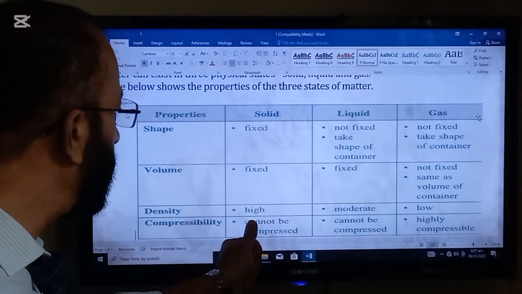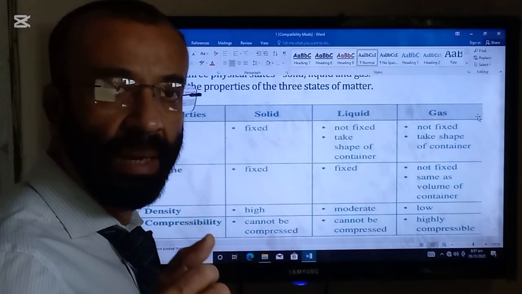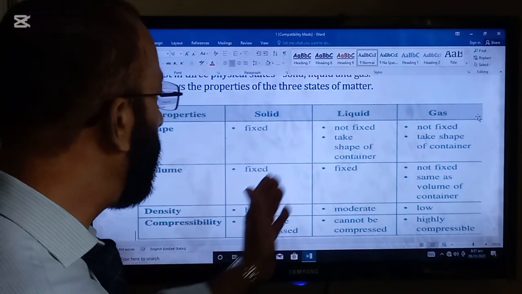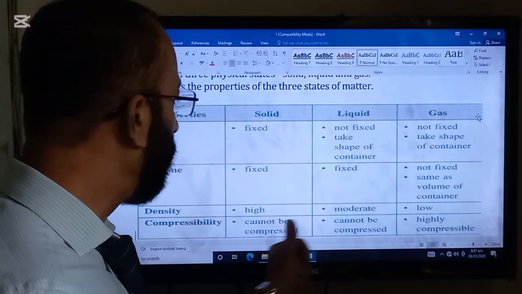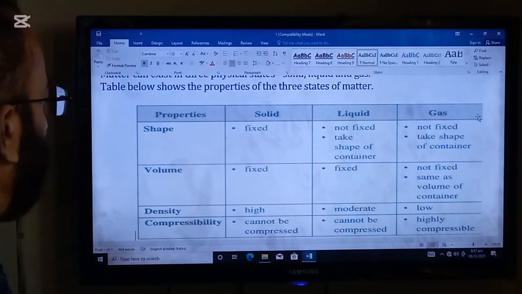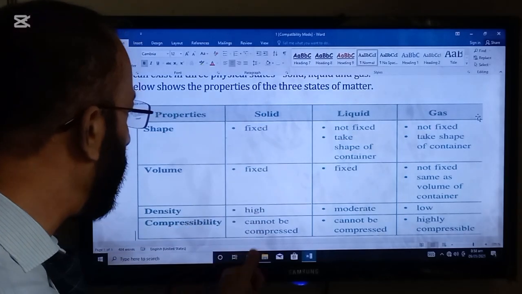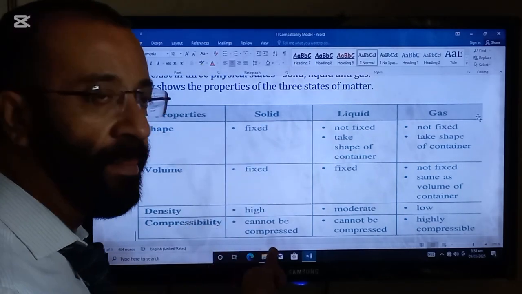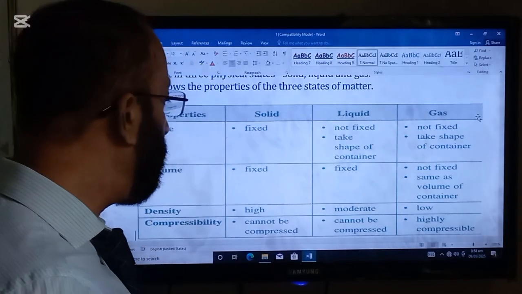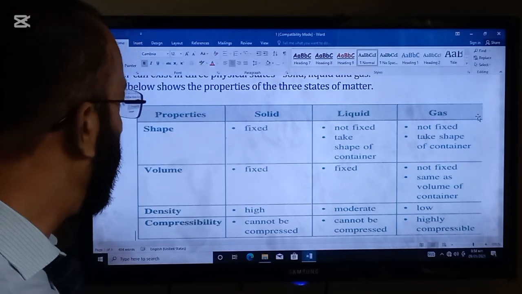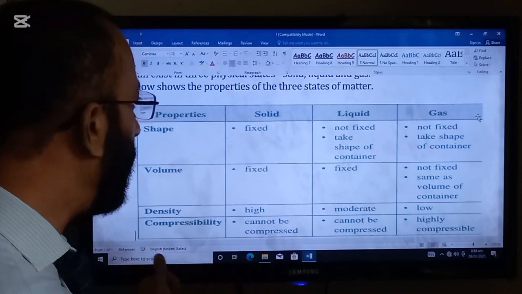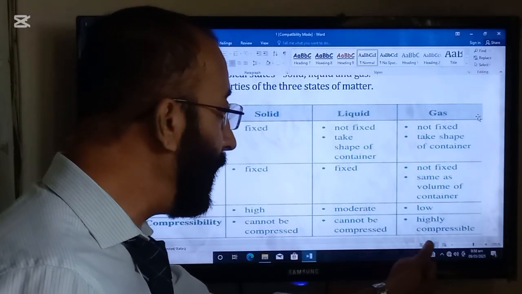Density of a solid is high because particles are closely packed with each other. Density of the liquid is moderate and density of the gas is low. Compressibility of the solid: it cannot be compressed because particles in the solid are already closely packed with each other. Compressibility of the liquid: it cannot be compressed, and the gas is highly compressible.